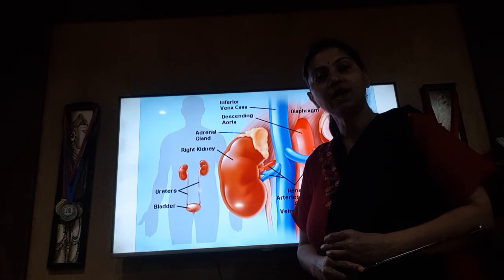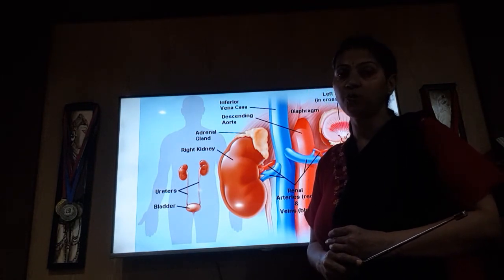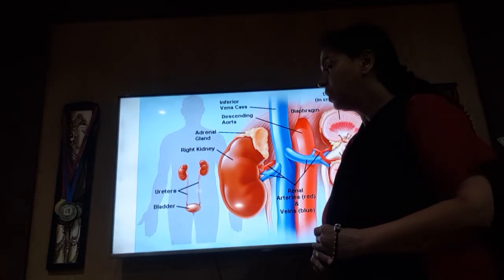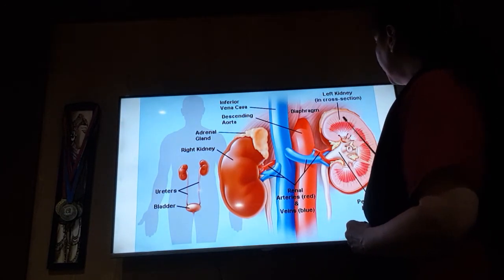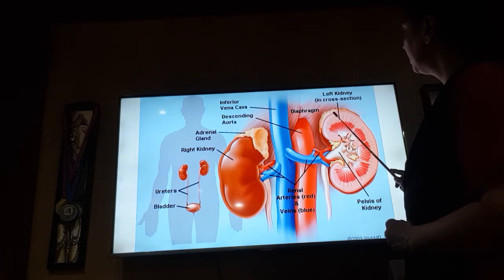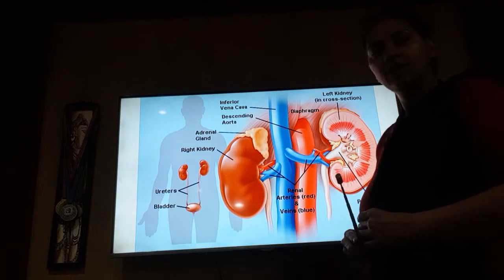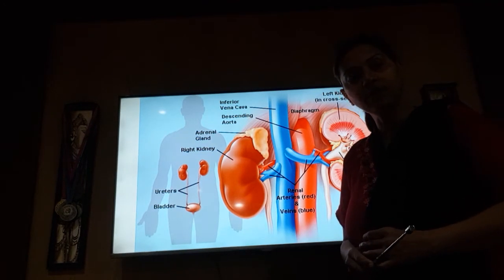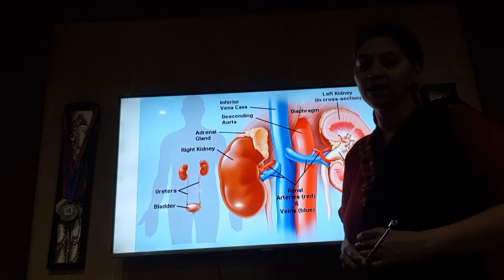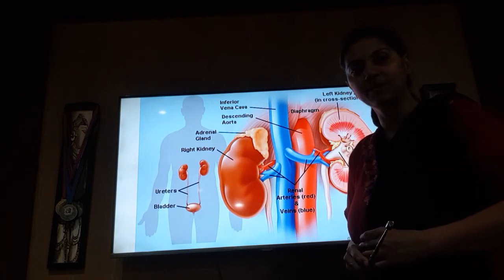So the branches of the segmental arteries will be the interlobar arteries. In the lobes, we have got arcuate arteries, and from the arcuate arteries again we will have branches given off like this. So we have got interlobar, then interlobular, then arcuate artery, then the branches from there. So this is about the arterial supply.